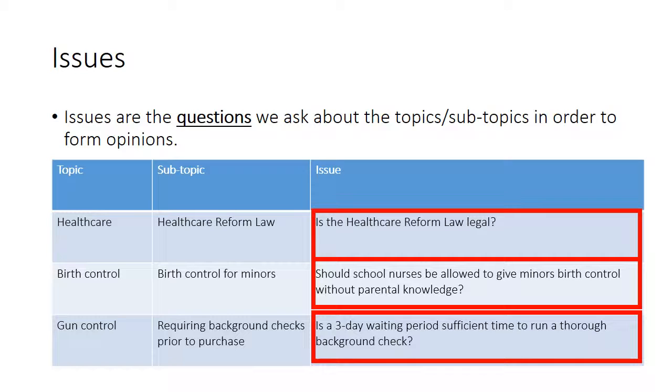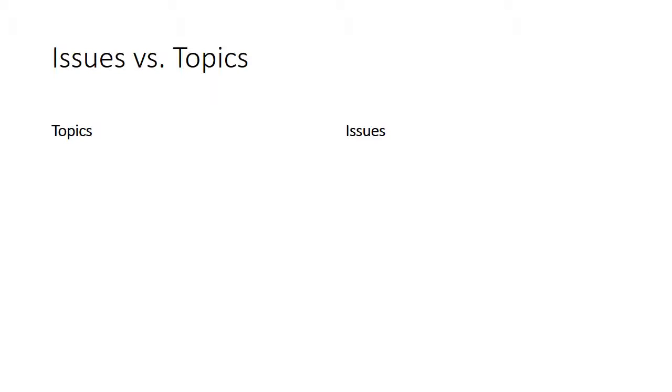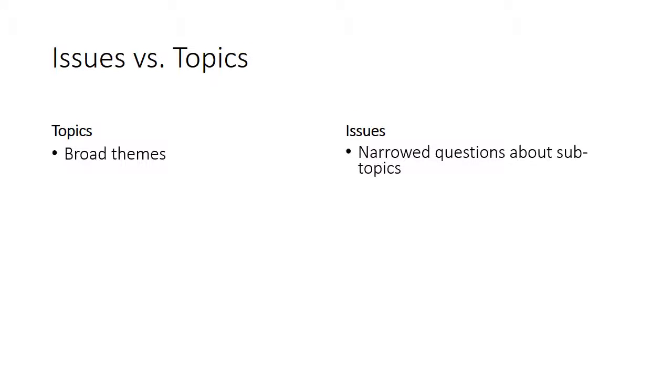Those are all issues. They all are aligned directly with our topics and subtopics, and they're the questions that we are going to answer whether we voice the question or not with our argument. Now, there are some important things to remember about issues and topics because oftentimes they are very confused by students. So let's start here. Topics are broad themes. Issues, on the other hand, are narrowed down questions about subtopics.